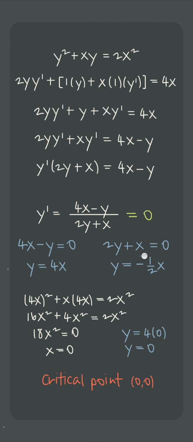If we do the same thing with y equals negative 1/2 x, we find the same x equals 0 and y equals 0 values, which leads us to the same critical point, and that's the set of steps we follow every time to find critical points of implicitly defined functions.